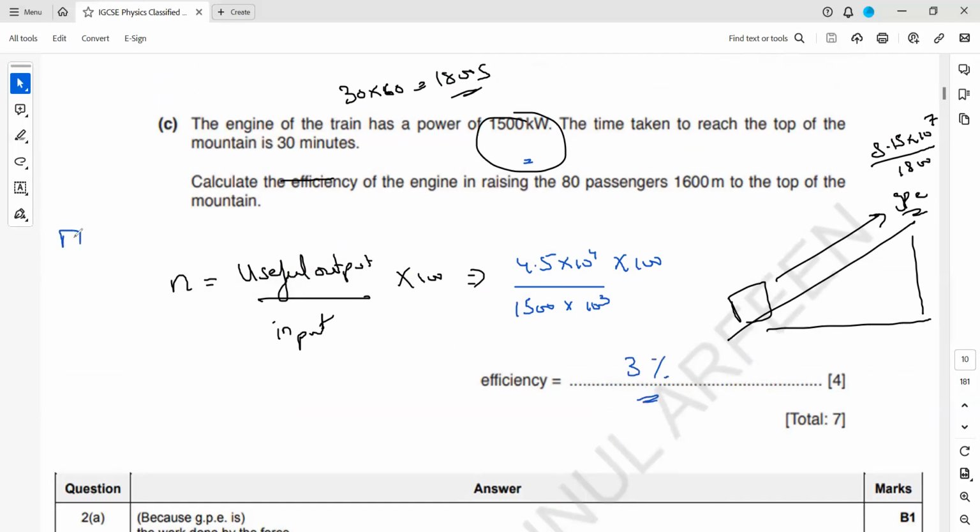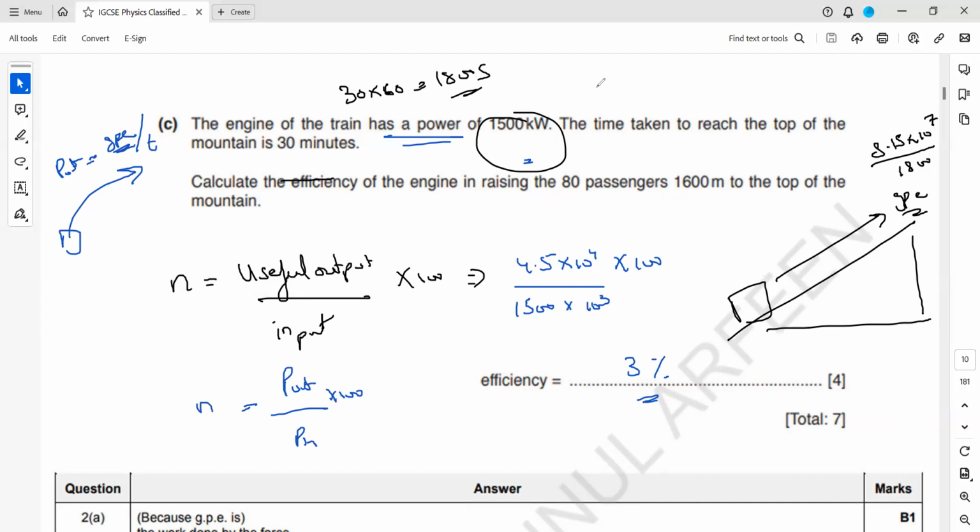So whenever you are lifting an object, the useful energy is gravitational energy, and gravitational energy divided by time gives you the useful power output. The input power is that of the engine moving the train. So the useful power output divided by total power input, multiplied by 100, gives us the efficiency. So it's only 3% efficient.